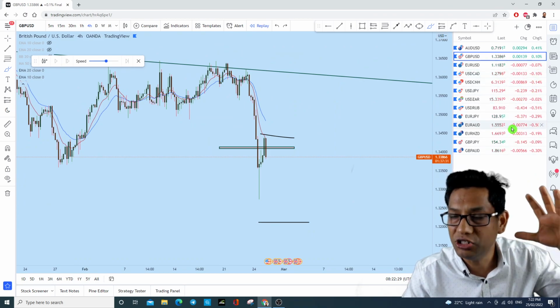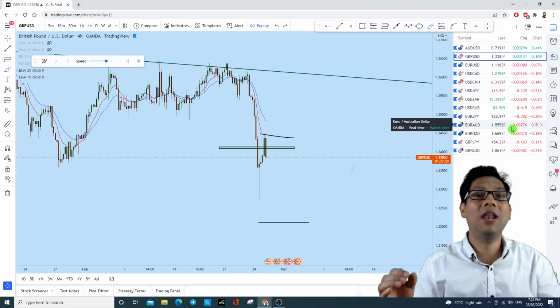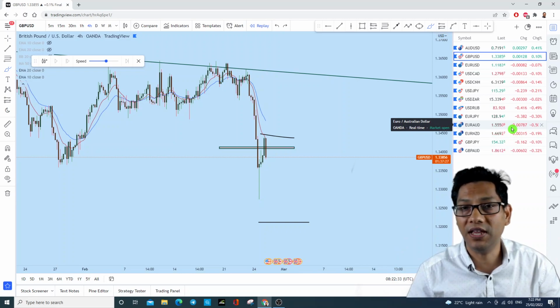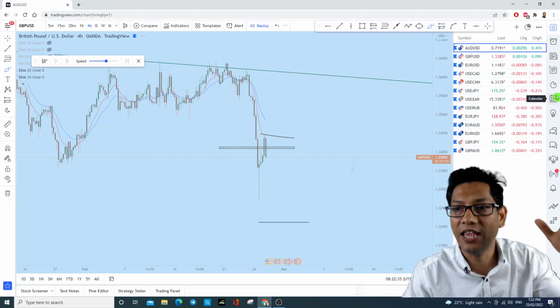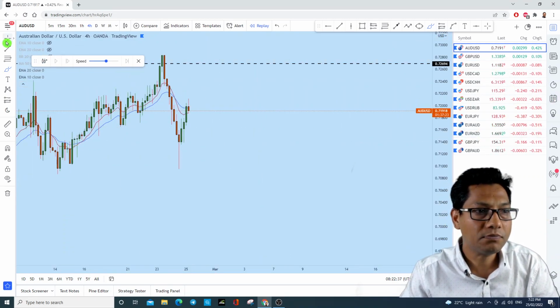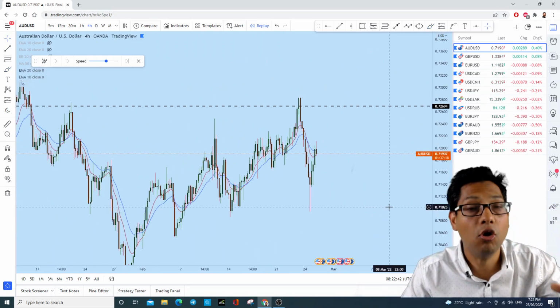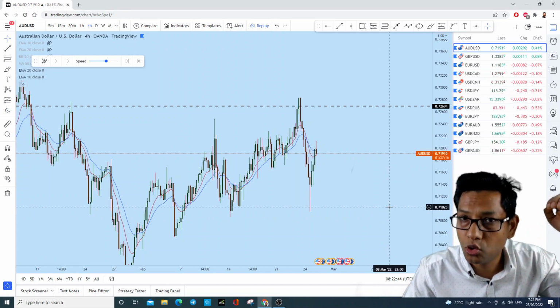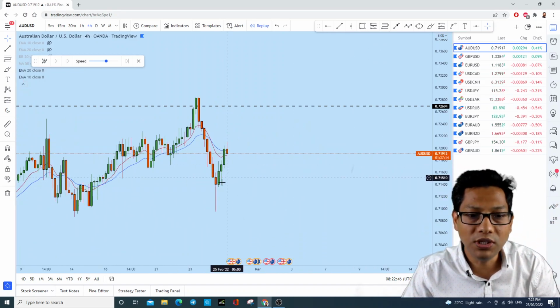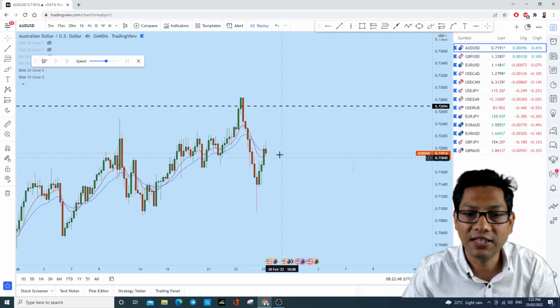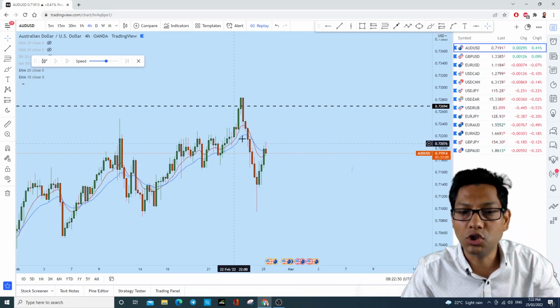So this is GBP USD. Now all USD pairs could behave in the same way. The major pairs, AUD USD, same situation. Now as you can see that AUD USD or Aussie dollar, US dollar also broken to the downside. Now we see a healthy retracement to the upside. This current candle is also dropping.